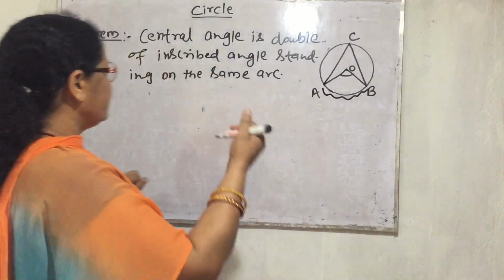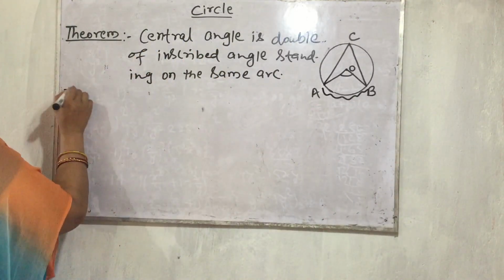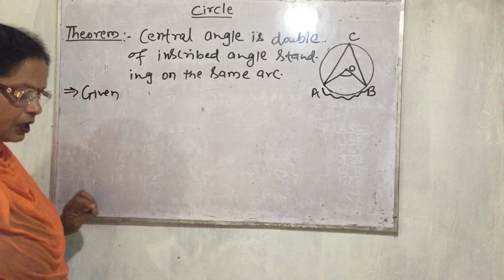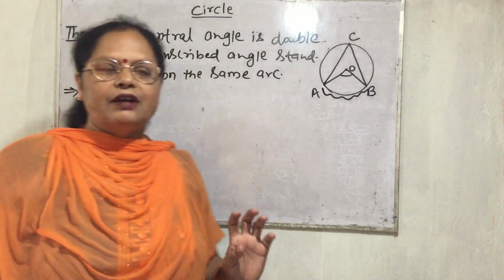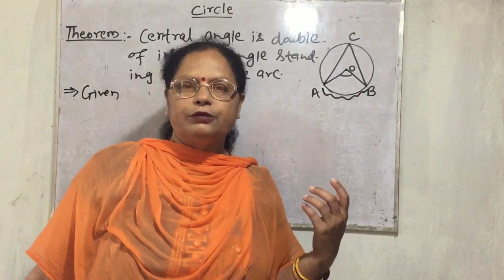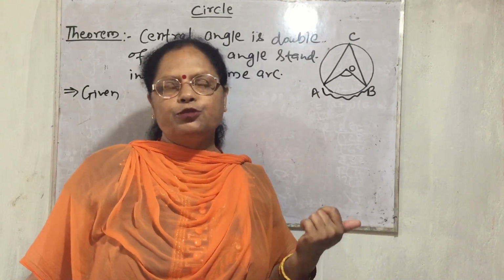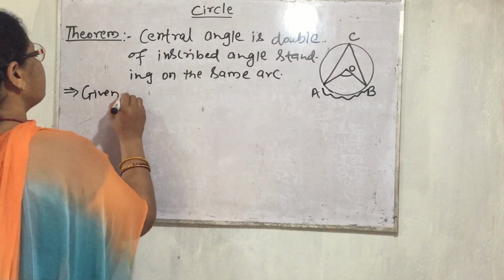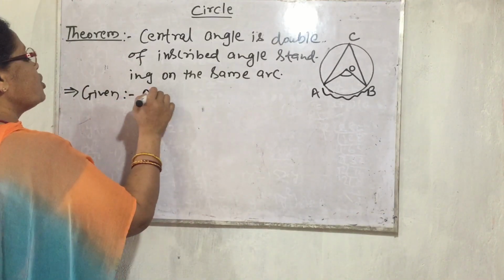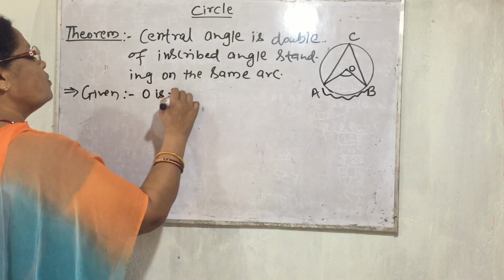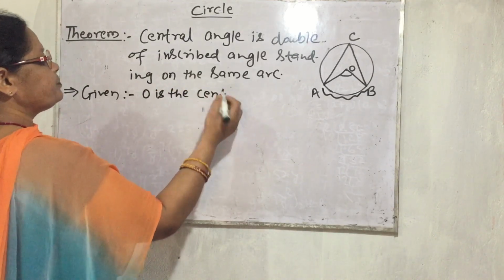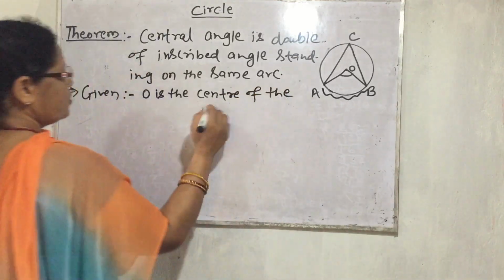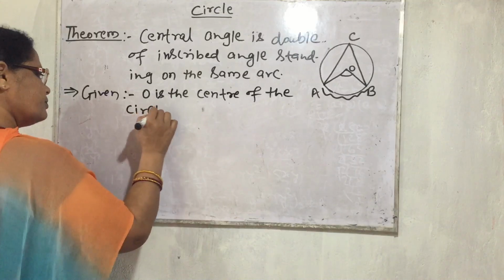Now for this question, first we have to write down the given and the to prove. After that, if we need a construction, then we have to construct. After that, we have to prove the theorem. For this theorem, what is given here? O is the center of the circle.